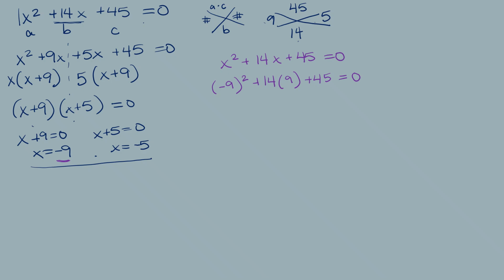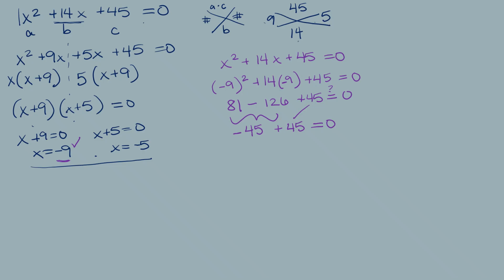We're going to have -9 times itself, which is positive 81, plus 14 times -9, which is going to be -126. Sorry, this is a -9. So 81 minus 126 plus 45, and we're going to see if this equals 0. When you calculate it out, 81 minus 126 is -45, and then -45 plus this 45 right here equals 0. So this -9 does check out, and it is a possible solution.